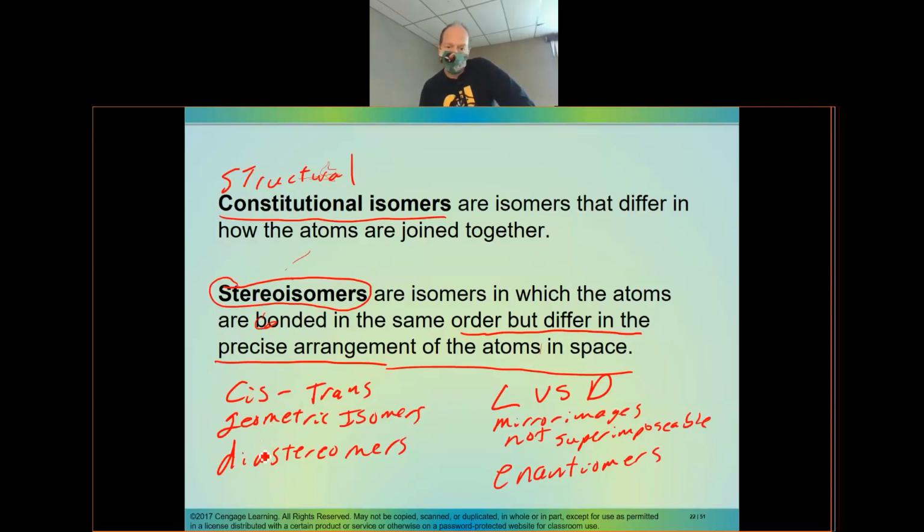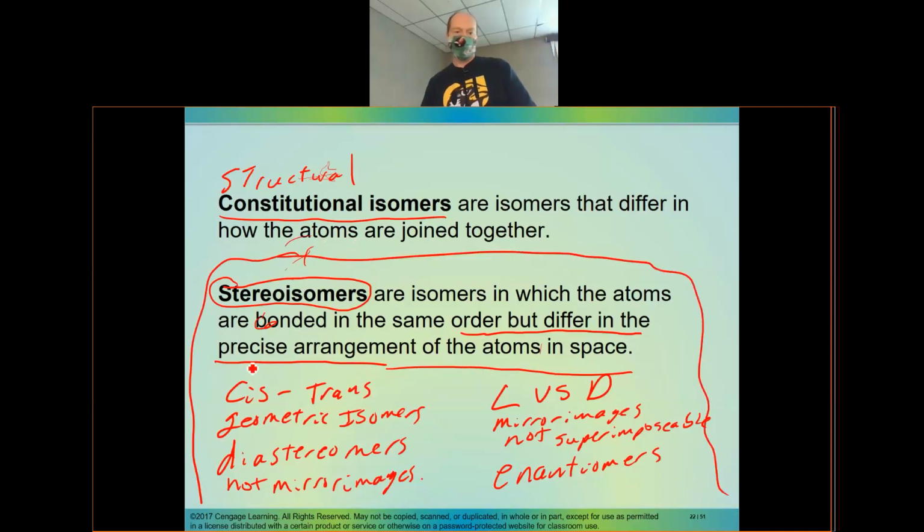And note, cis and trans, diastereomers, these are not mirror images. If you take the mirror image of cis, it's cis. You take the mirror image of trans, it's trans. So they are not mirror images. Your D and L, if you have your L amino acid and you take the mirror image, you have the D amino acid. Those are mirror images, those are not the same. Those are called enantiomers. So all of these things are stereoisomers. We're going to look mostly at cis and trans.